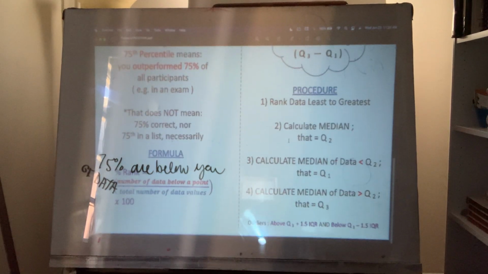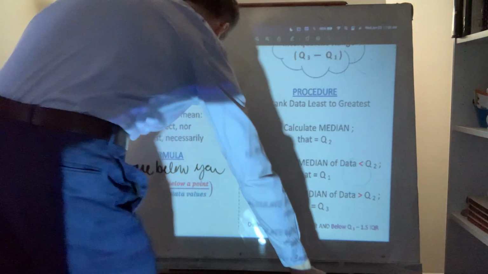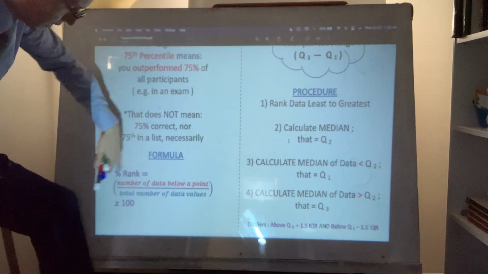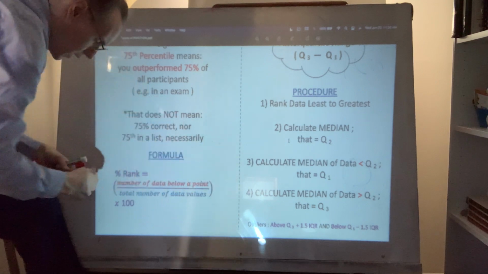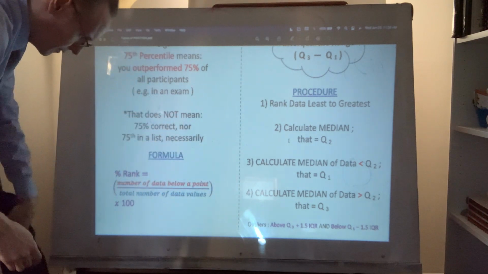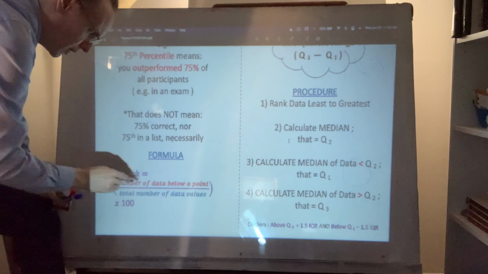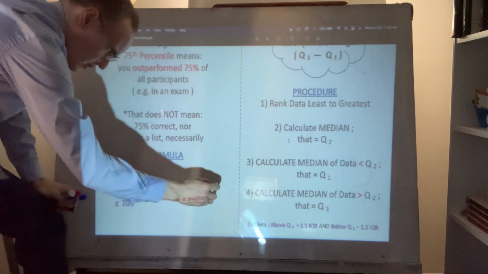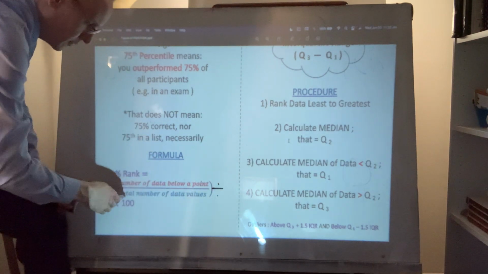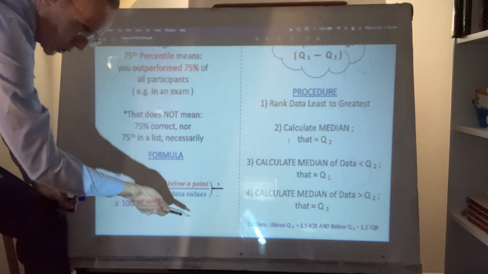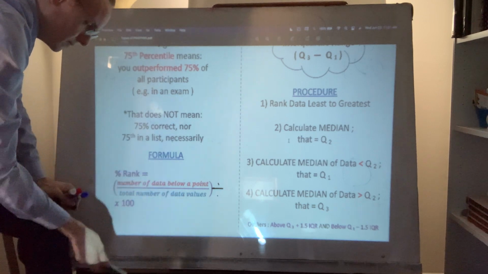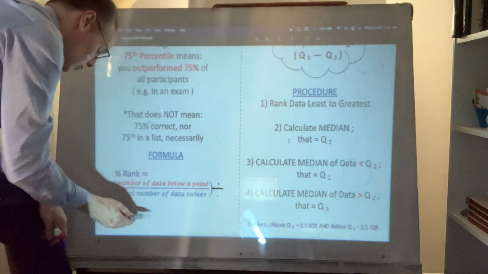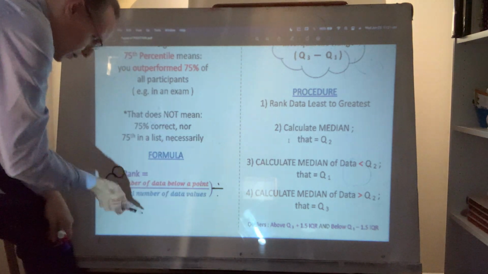There's a formula, as there often is. If you wanted to calculate percent rank, I'm sorry that this is so long, I just wrote it underneath. The number of data below a point divided by the total number of data values, that is the cardinal number. This will naturally make a decimal when you divide the top by the bottom, and then to translate it into a percentage, you multiply by 100.